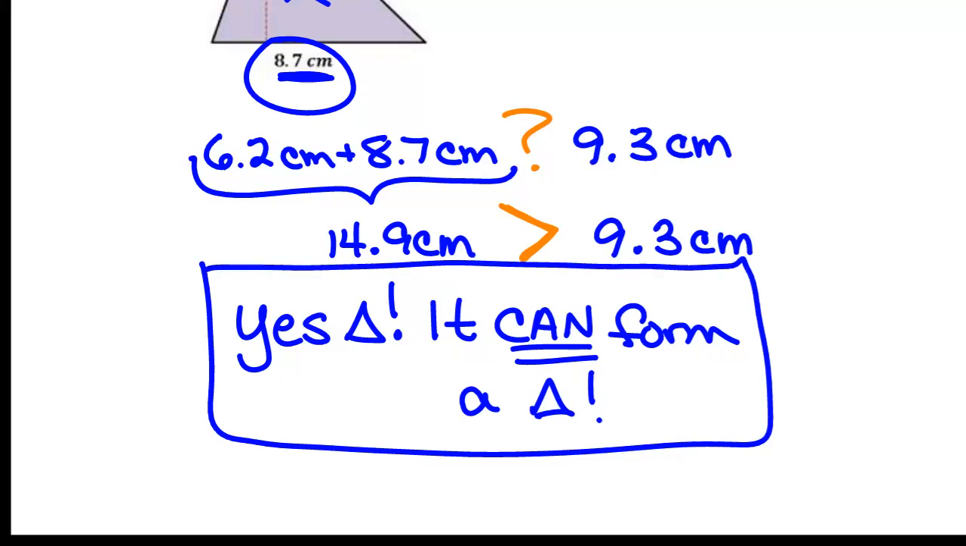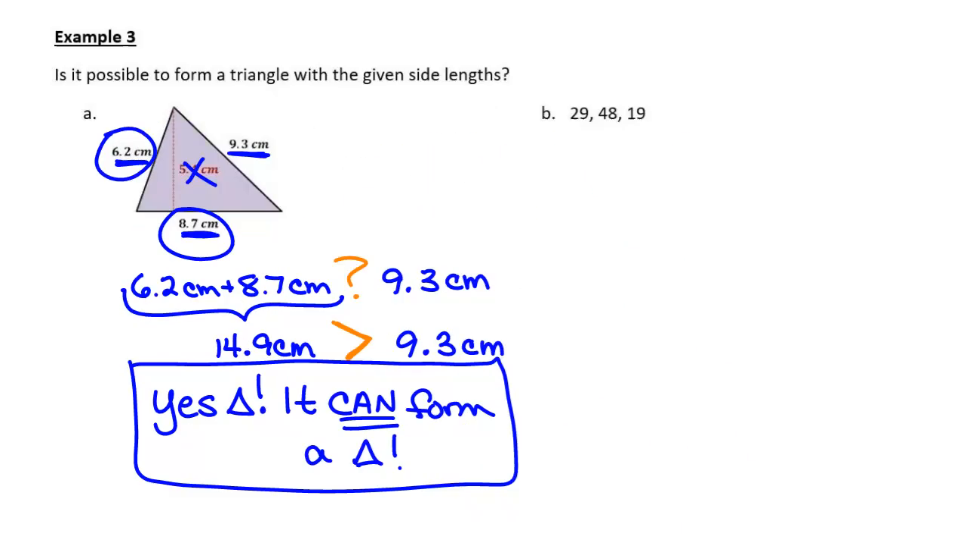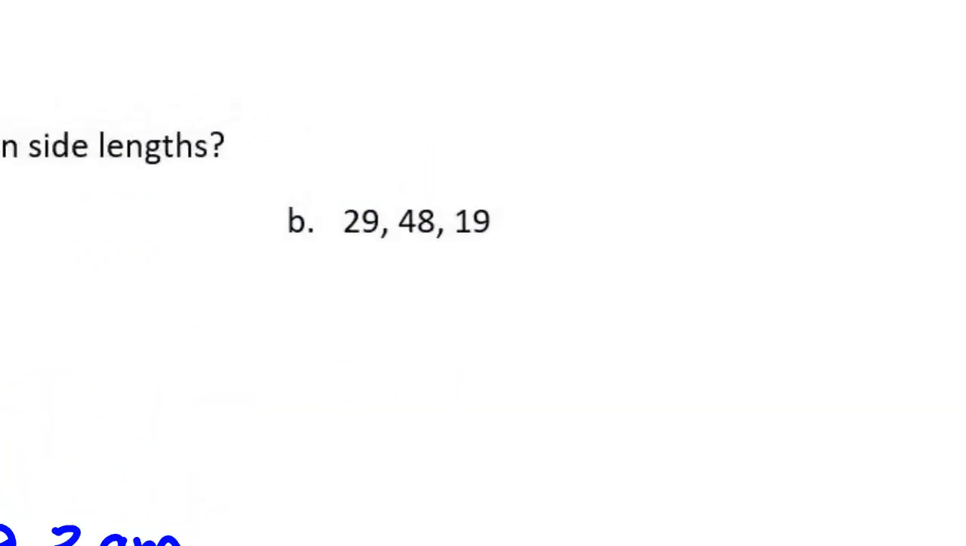So this is like what I want to see for the work on the first 5 problems on your homework. I want to see where you added the 2 smaller sides together and you compared it to the third side, and then you gave me a yes or no, it can make a triangle or it can't make a triangle. I'm going to give you guys about a minute to do part B. Take about a minute to do part B on your own.